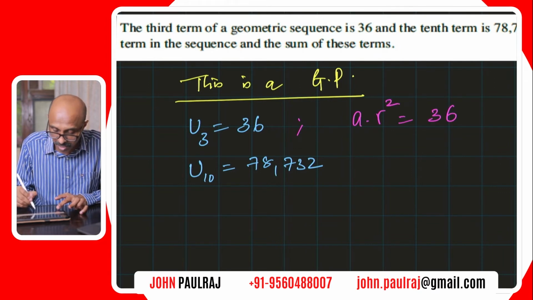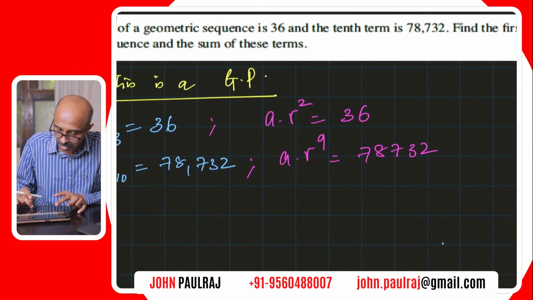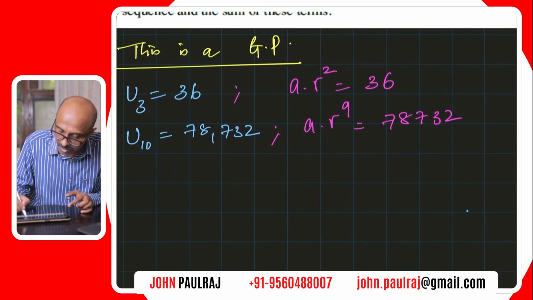A times r squared, because a times r to the power of n minus 1. And then when you have U10 is equal to 78732, you can say a times r to the power of 9 will be equal to that 78732. Can you see what I've written here? Cool. Now, what we're going to do is divide both of these equations.